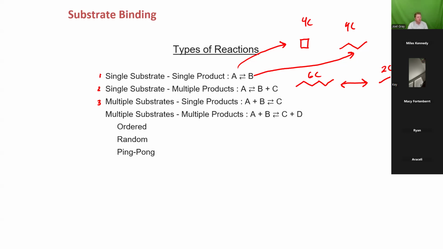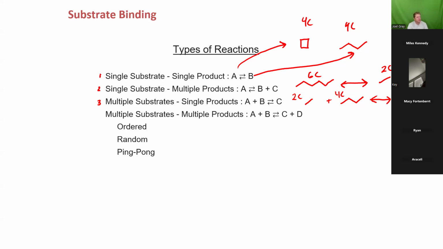Our multiple substrates making a single product would be 2 carbons, plus our 4-carbon molecule. And that would give us our 1, 2, 3, 4, 5, 6, our 6-carbon molecule. Okay, so that sums up our first 3.